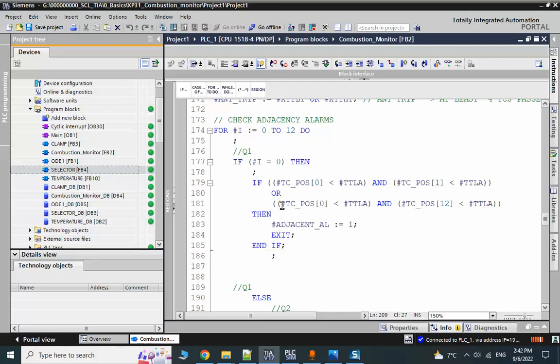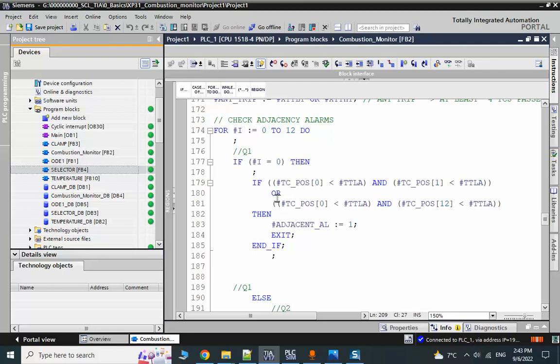For example, number 1 and number 2, they are adjacent. Number 2 and 3, 3 and 4, 4 and 5, 5 and 6, 6 and 7, 7 and 8, 8 and 9, 9 and 10, 10 and 11, 11 and 12, and 12 and 0. That's a big issue. 0 and 12, they are adjacent.